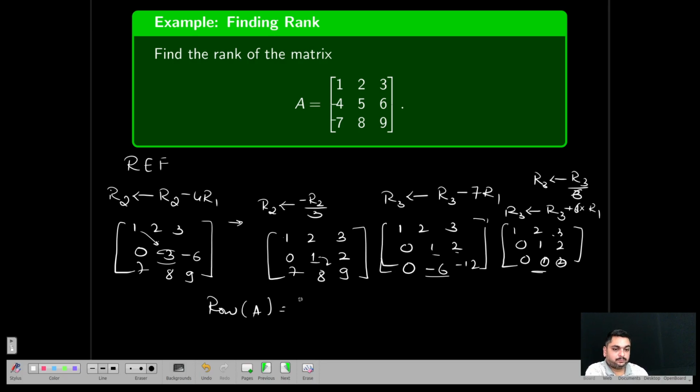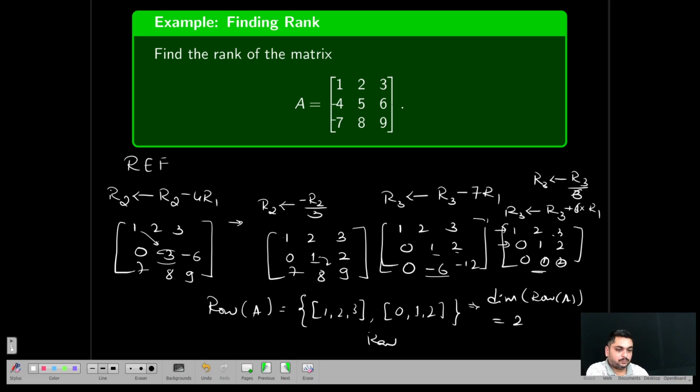So what is the row space in this row echelon form? The row space has these two rows independent: 1, 2, 3 and 0, 1, 2, because I cannot reduce it further. What is the dimension of the row space of A? How many vectors are there? Two vectors, so that is equal to 2. Therefore the rank of A is equal to 2. Basically the rank says how many pivot elements there are in the final row echelon form.